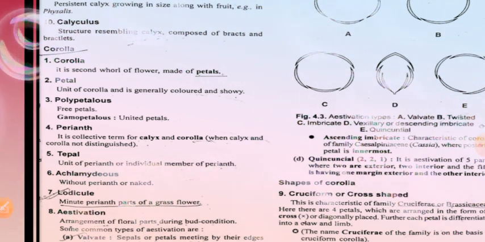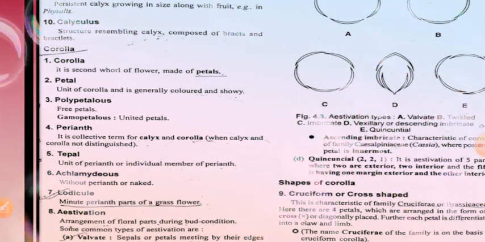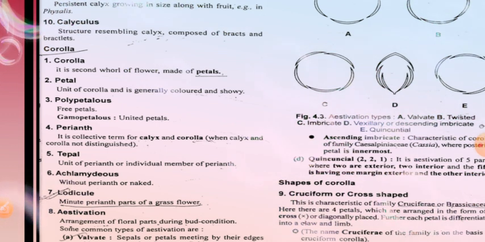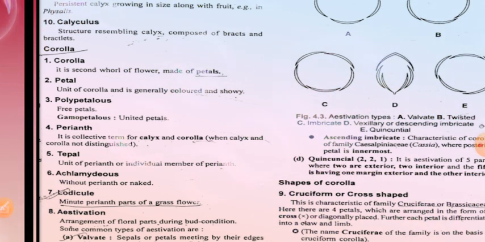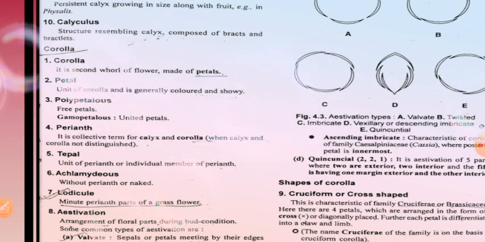Then estivation. Estivation means the arrangement of the floral parts during the bud condition. So some different types of estivation are found.